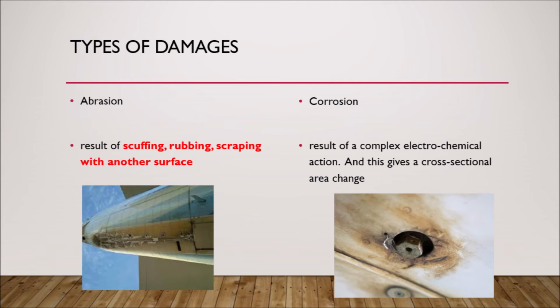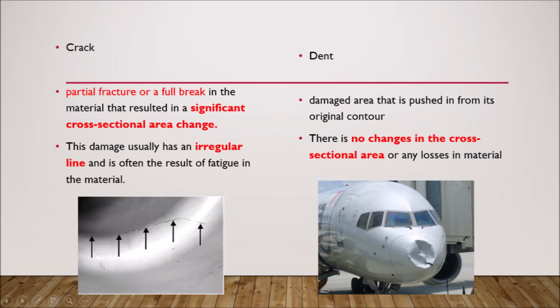Corrosion damage is the result of a complex electrochemical action and gives a cross-sectional area change. Crack is a partial fracture or full break in the material that results in a significant cross-sectional area change. Dent is a damaged area that is pushed from its original contour with no change in the cross-sectional area.